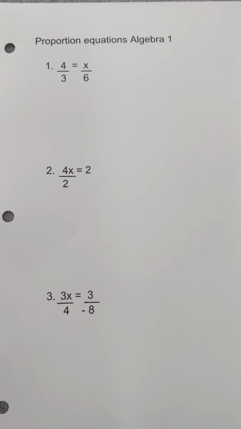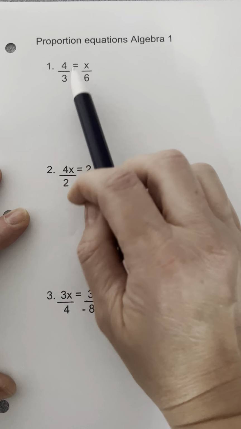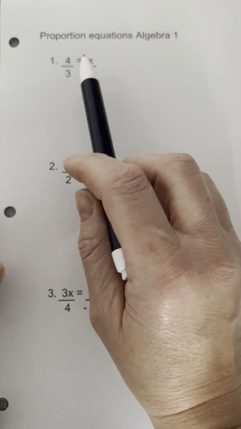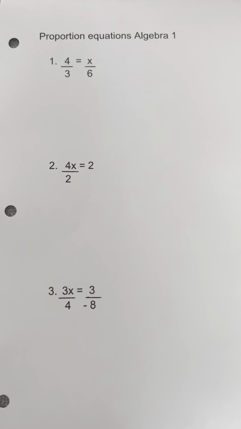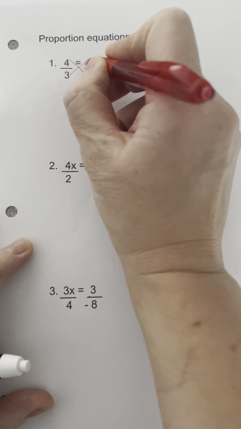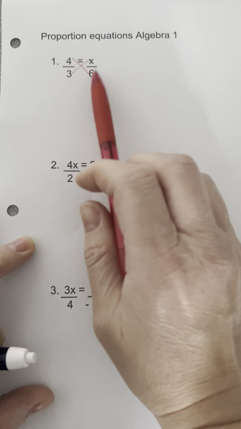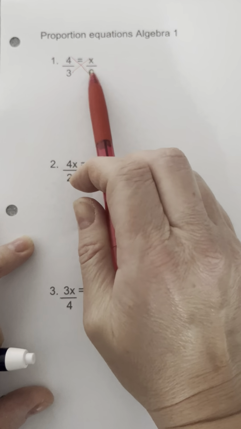Proportion equations. Proportion means it's like in division form. Since there's an equal sign, we're going to cross multiply. I'll just draw little lines. It doesn't matter which place you start, 4 times 6 or 3 times x.